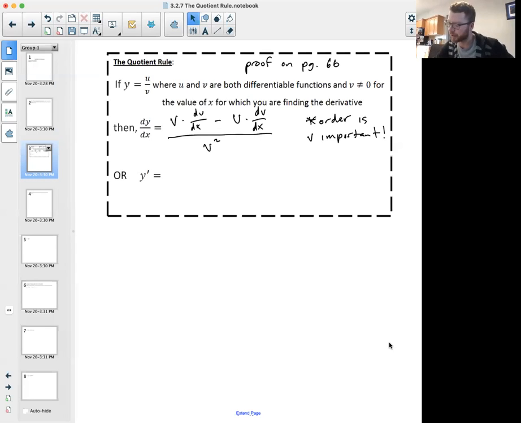So the derivative of y with respect to x for the quotient rule is v multiplied by the derivative of u with respect to x, minus u multiplied by the derivative of v with respect to x, divided by v squared. Or in shorter notation, we have v multiplied by u prime minus u multiplied by v prime, over v squared. Those are pretty much the same thing, just in different notations. So that is the quotient rule. So let's get on with it.